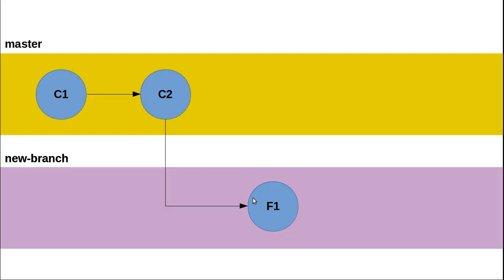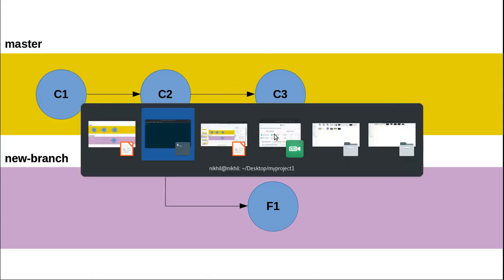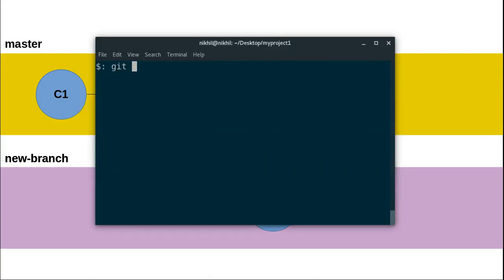So now, just to make things a bit more complicated, we are going to add a new commit in our master branch. And now, as we know, new-branch will have no idea about C3. So let us try to do that now. So right now we do git status.